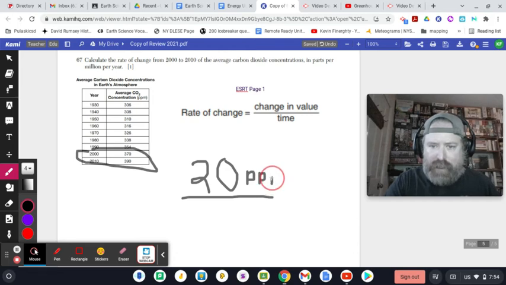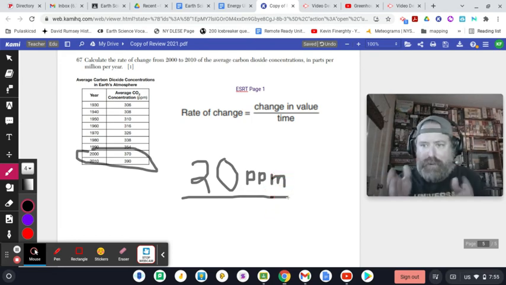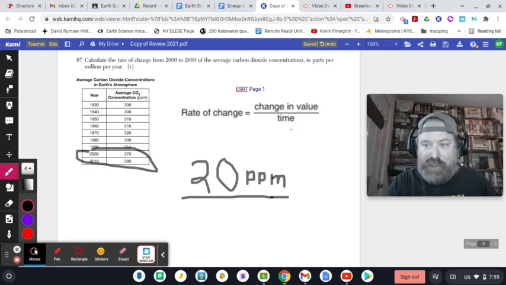which is a unit of like how much of something there is in something else. That's a weird way to say it, but like how many of the parts that make up the atmosphere, how many of those are carbon dioxide? Well, that is changed by 20 parts per million. That's my change in value. And divide that by time. How long is it from 2000 to 2010? That is 10 years.